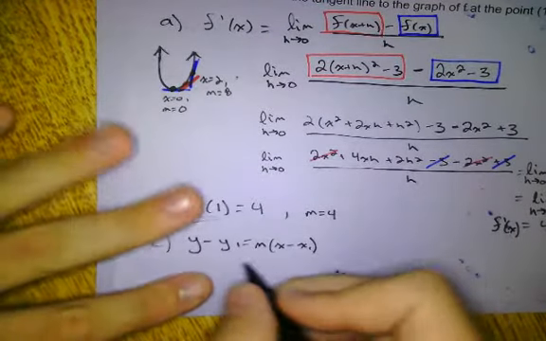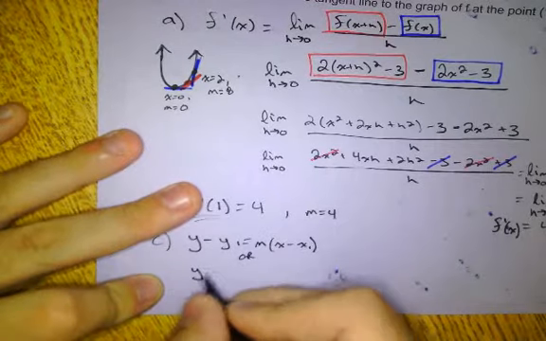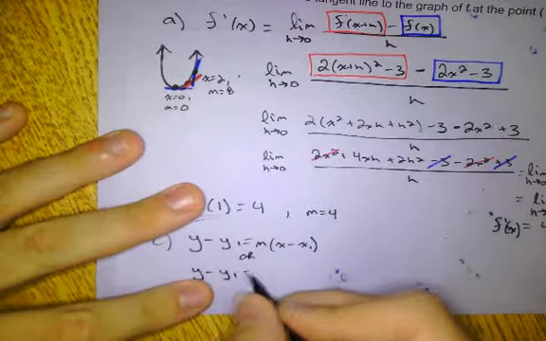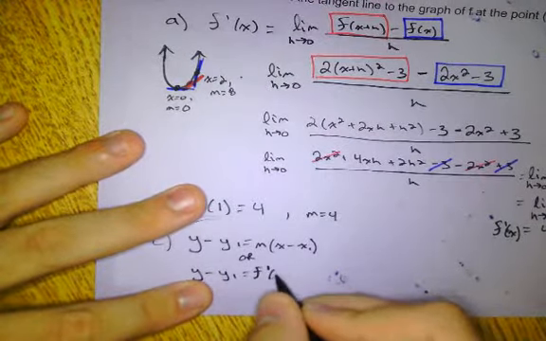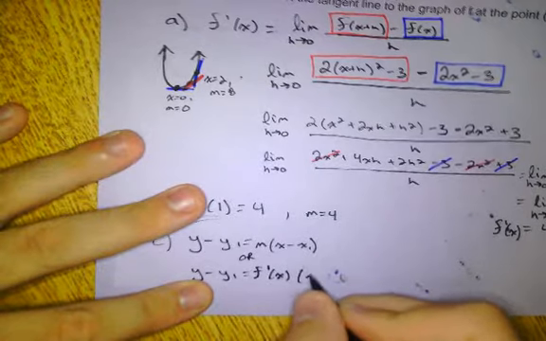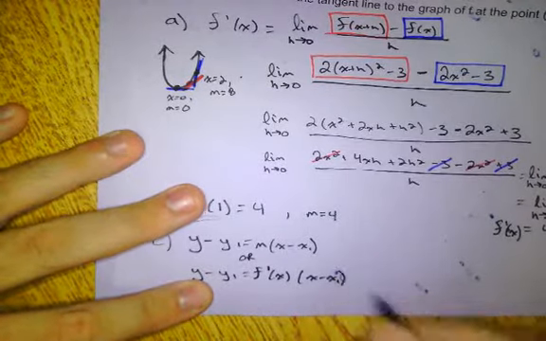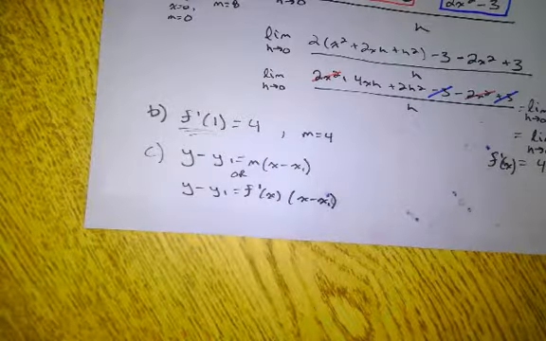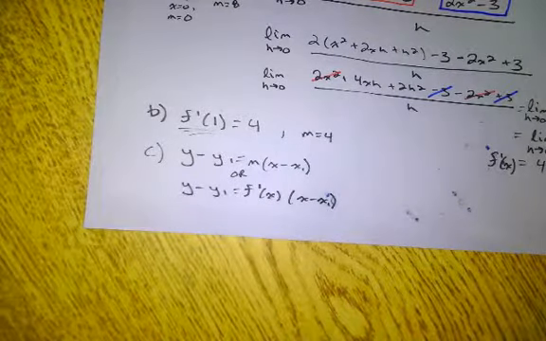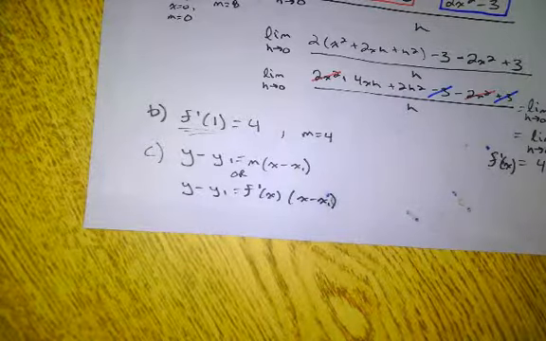Okay? Or y minus y1 equals f prime of x minus x1. I don't care what notation you use, but sometimes it's easier to remember, like, oh, the slope is f prime. I don't really care. So let's plug in all of our values.